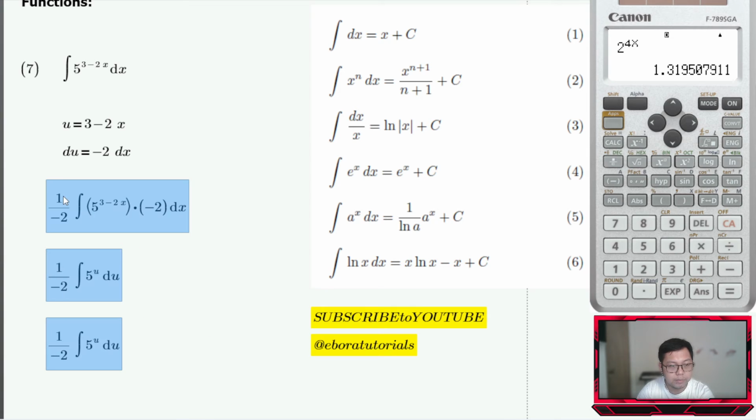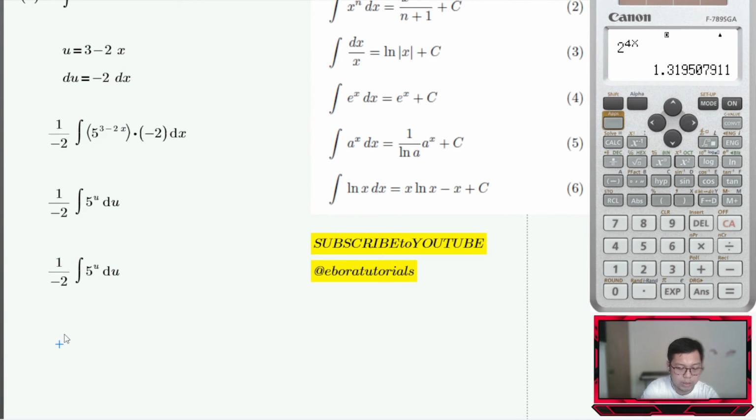Sige, let's proceed. So with this, my answer should be negative 1 over 2 multiplied by 1 over, I'll just copy this one, ln 5 or ln a. In this case, a is actually the constant 5, so that's ln 5 multiplied by 5 to the power, a to the power x, or in this case, a to the power u. U is ito pala, plus c. Okay, so this will be our answer.